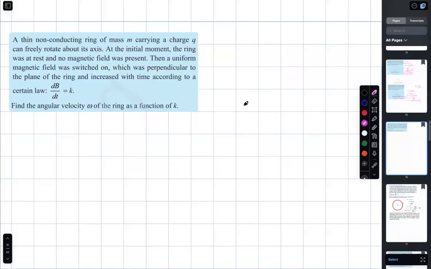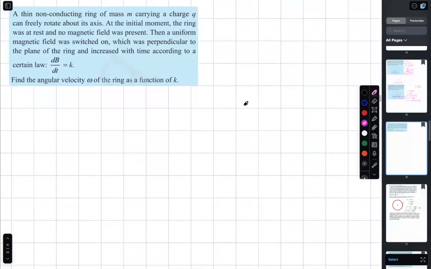A thin non-conducting ring of mass m carrying a charge q can freely rotate about its axis. At the initial moment, the ring was at rest and no magnetic field was present. Then a uniform magnetic field was switched on, which was perpendicular to the plane of the ring and is increasing with time according to a certain law, dB by dt is equal to alpha. Find the angular velocity of the ring as a function of time. It's non-conducting and you have a charge.